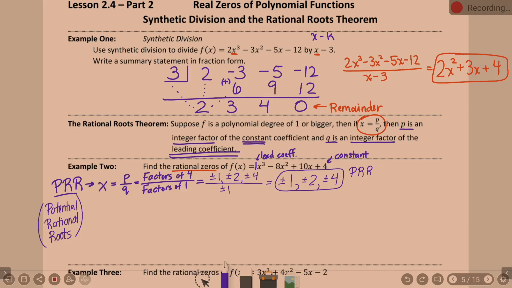Now, based on the graph of my choices, plus or minus 1, 2, and 4, what would you suggest we try? 2. Does 2 look like it's going to work? Yes. Okay, a positive 2 looks like it's going to work.